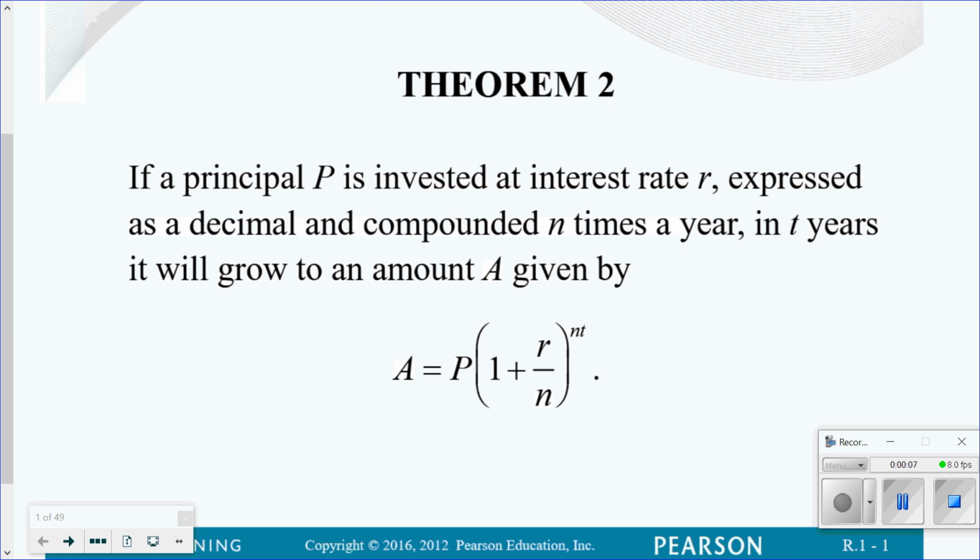Welcome to Business Calculus, otherwise known as Elementary Applied Calculus. This is the review section for those of you who need a review of your algebra principles. So I'm just going to quickly go through some of the ideas.